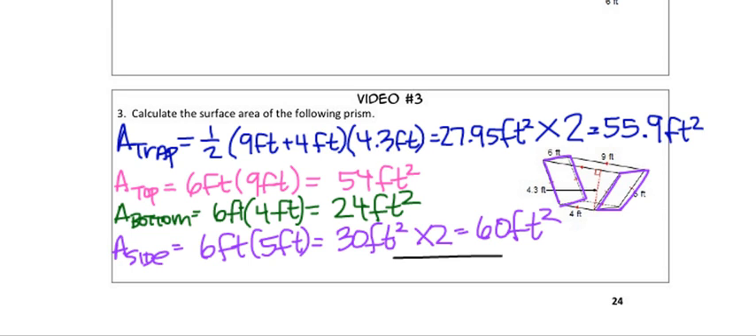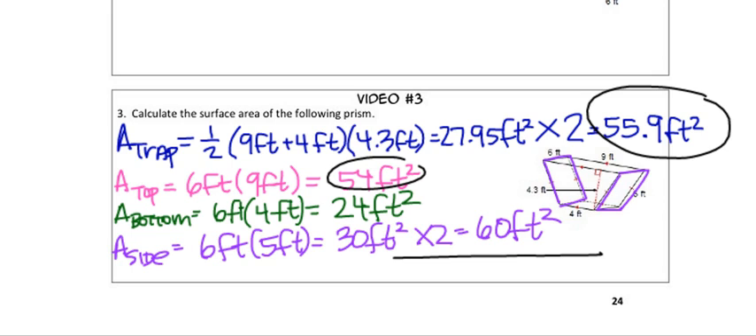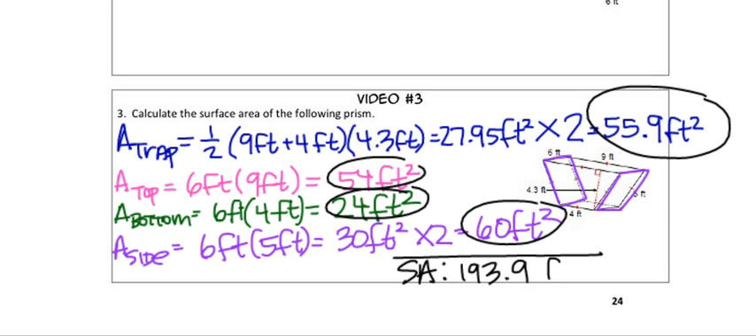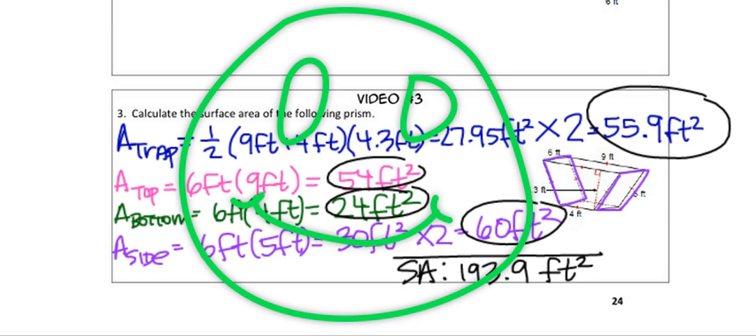And all together, if we take a look at 55.9 feet squared, 54 feet squared, 24 feet squared, and 60 feet squared, the total surface area when added together will give us 193.9 feet squared. And there you have it.